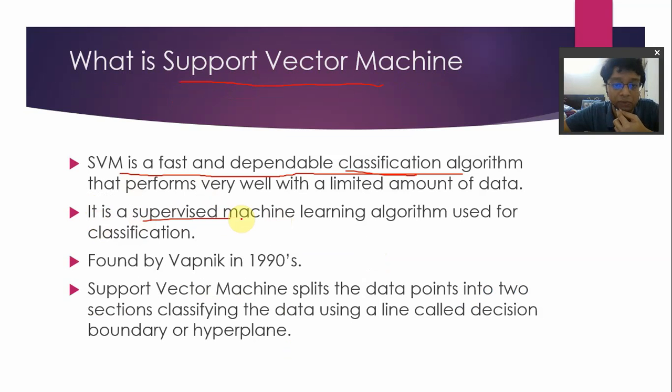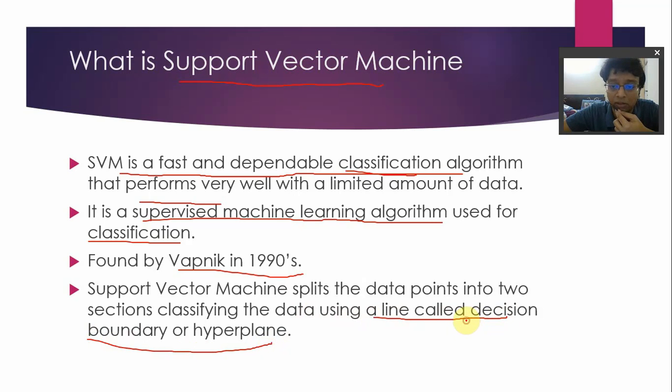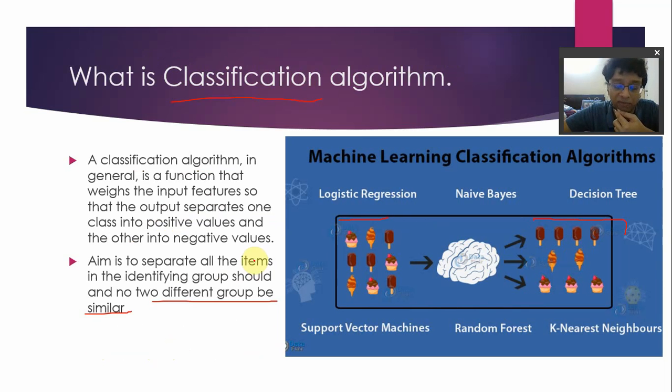Now, it is a supervised machine learning algorithm used for classification. Supervised only means that it uses input-output pairs. Found by Vapnik in the 1990s, support vector machine splits the data points into two sections, classifying the data using a line called decision boundary or hyperplane. This decision boundary is the separating line which separates the data into two or more groups based on how many classifications we are doing. Now there are a lot of classification algorithms like naive Bayes, decision tree, support vector machine, random forest, k nearest neighbors, but we'll be looking at support vector machines.